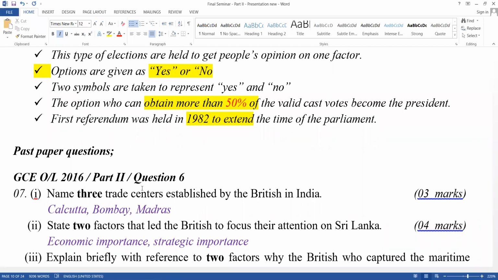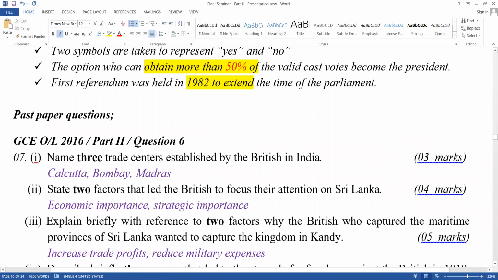Explain briefly with reference to 2 factors why the British, who captured the maritime areas of Sri Lanka, wanted to capture the Kandyan Kingdom. That's a very rare question, so I have not given an explanatory answer. But here, I give increase in trade profits and reducing military expenses. You can explain those 2: how they increase trade profits, and avoiding conflicts and wars reduces military expenses. And even without paying any taxes, they can go to the Kandyan Kingdom, get the Kandyan goods and sell them, and that is an increase in trade profits.